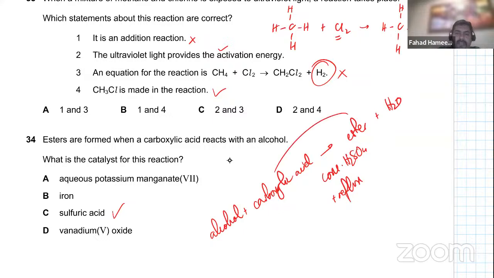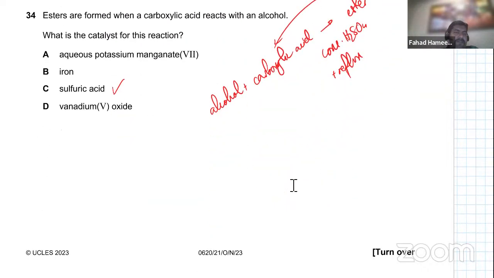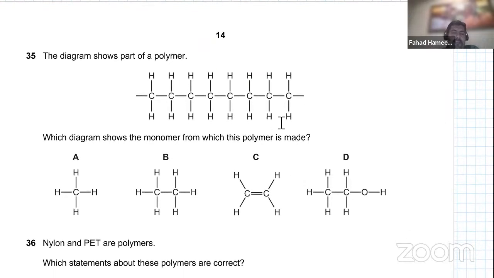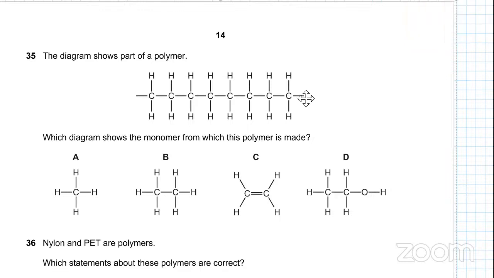And when you have to break it down, the conditions are dilute sulfuric acid or dilute alkali, or dilute acid plus reflux, okay? So for this one, what is the monomer for this polymer? And what type of polymer is this? Is this addition or condensation? This is condensation.